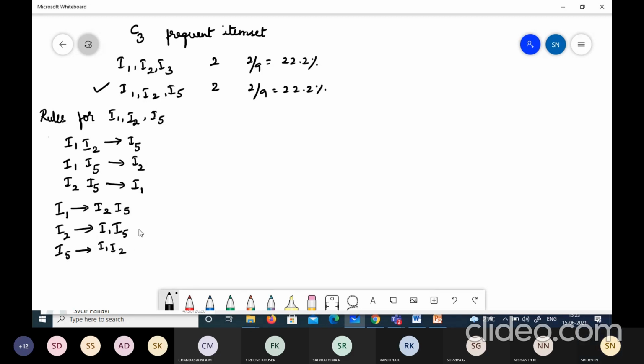Now, we should find confidence for this. You all know what confidence is, isn't it? The last problem we have solved. It's nothing but support of these three divided by support of the left hand side. If you consider this as A and B, it is support of A union B divided by support of A, right? Now you tell me, what is the support of I1, I2, I5? Because I don't have the values here. Those I have solved, you can just tell me. I1, I2, I5 together, support value.